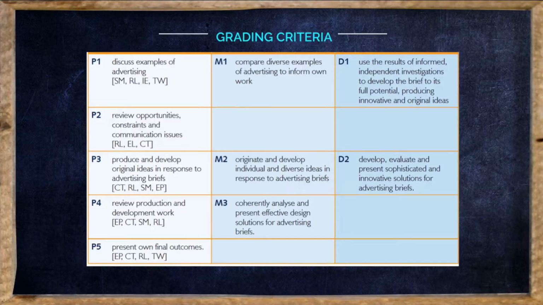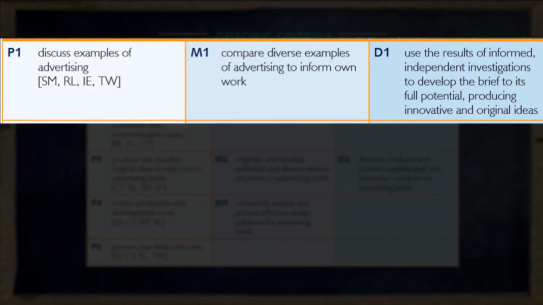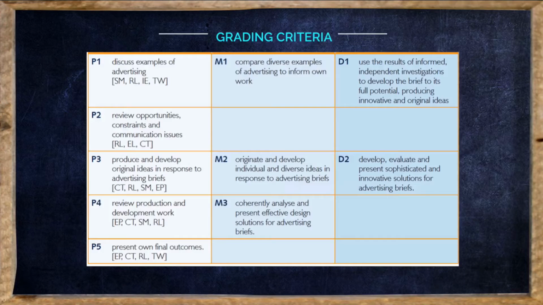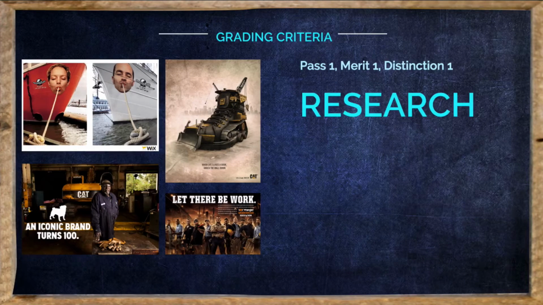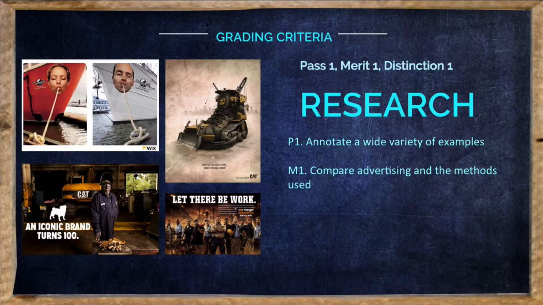So let's jump into the grading criteria. Let's look first at Pass 1, Merit 1 and Distinction 1. Basically, Pass 1, Merit 1 and Distinction 1 is all about research. You need to, for Pass 1, annotate a wide variety of examples of advertising design. For the merit, you need to then compare the advertising design and the methods that have been used, so looking at your visual communication stuff, using that to actually annotate the work that you're looking at. And for the distinction, you then need to develop an original and exciting final design.